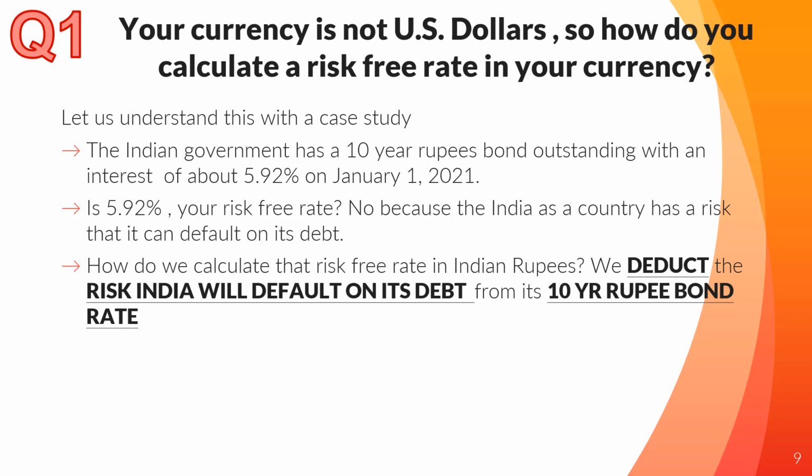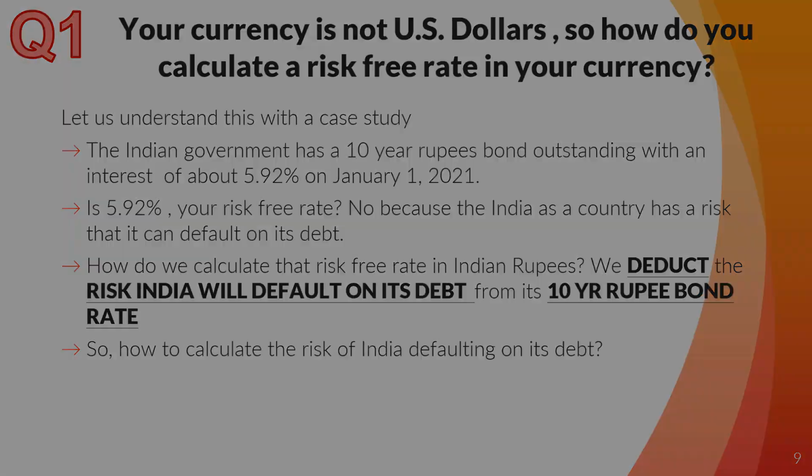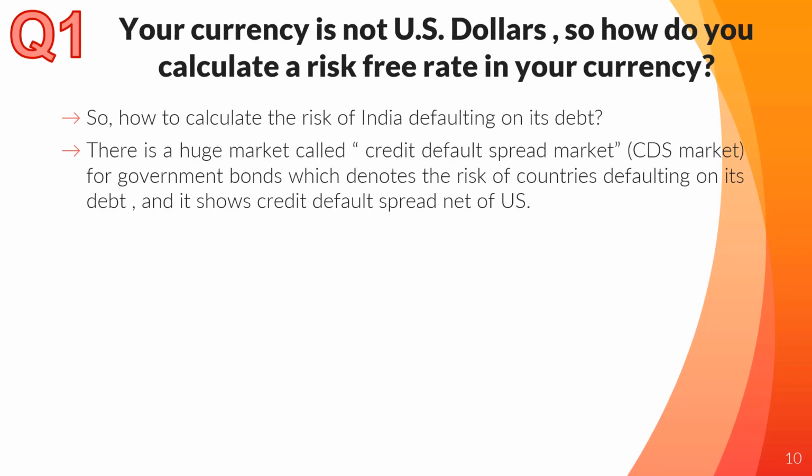We deduct the risk that India will default on its debt from its 10-year rupee bond rate. How will you do that? How will you calculate the risk of India defaulting on its debt? To do that, there's a huge market called the credit default spread market, or CDS market in short, for government bonds, which denotes in real time the risk of entire countries defaulting on their debt. And it shows the credit default spread net of US.